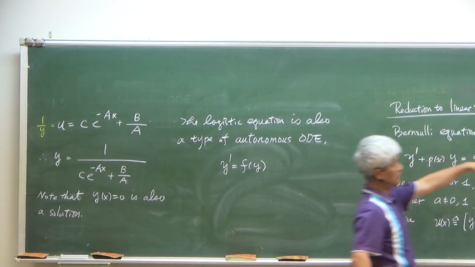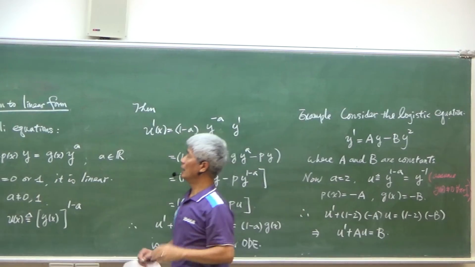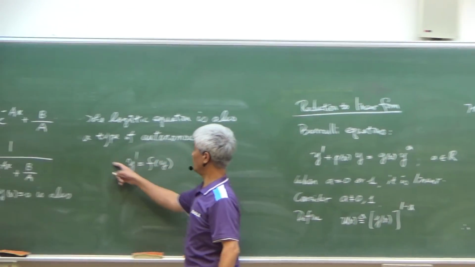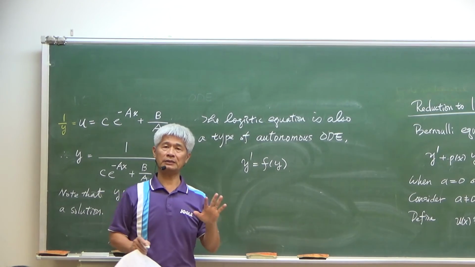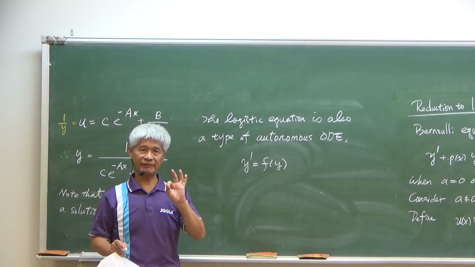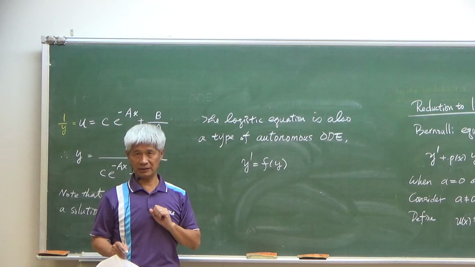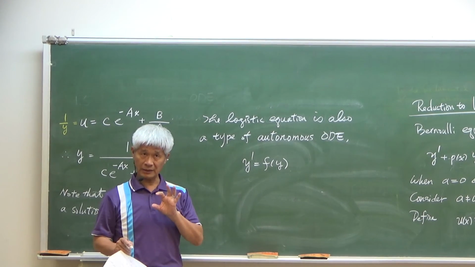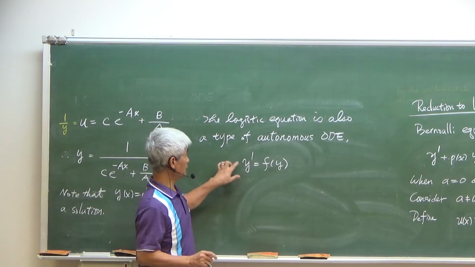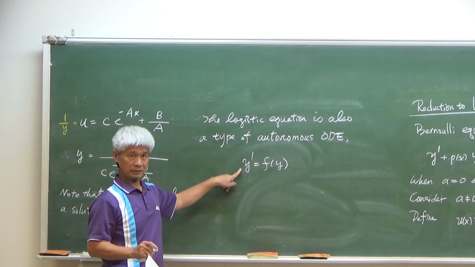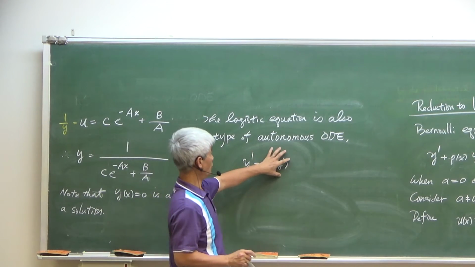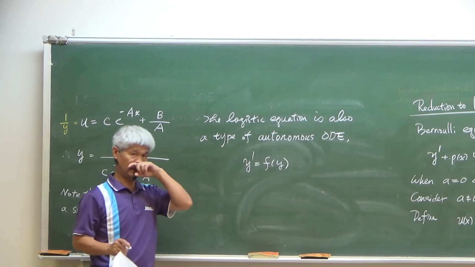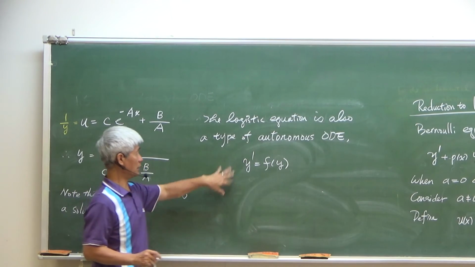Okay, so see here, y prime is equal to a function of y. So the whole equation does not depend on the independent variable x explicitly. The dependence is implicitly in this derivative. So we call it an autonomous ODE.